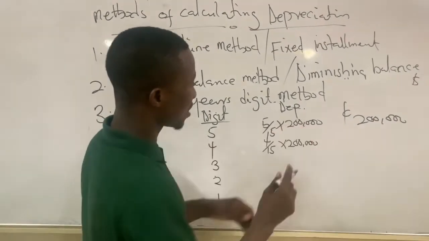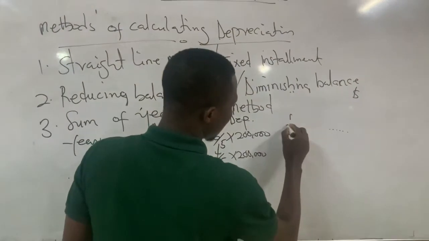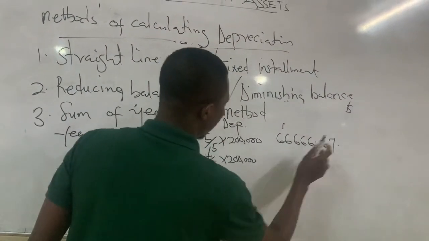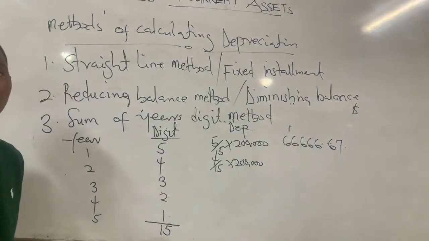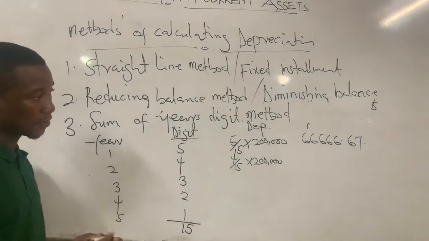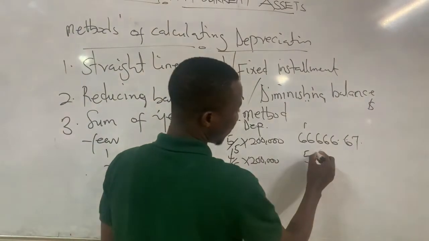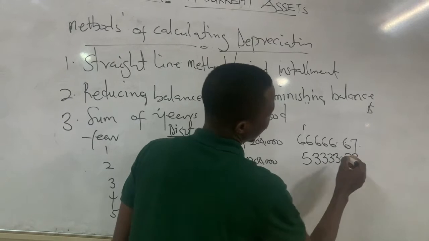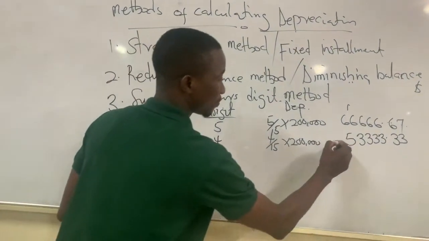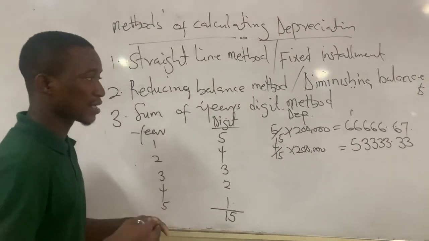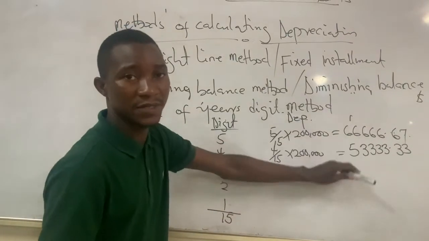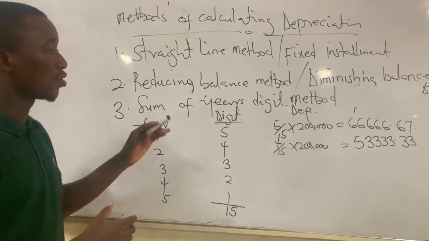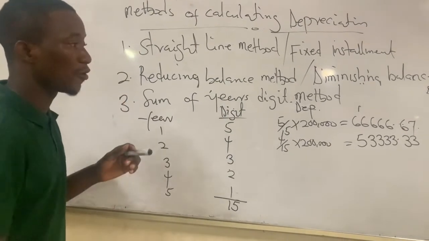With the first one, you are going to get something like $6.67 when you use your calculator. And with the second one, you will get 533.33 when you use your calculator. Is that okay? So you can see that the depreciation keeps reducing, it keeps diminishing. Is that okay? So basically, this is how we calculate the depreciation using the sum of years digits, and it also has a formula.